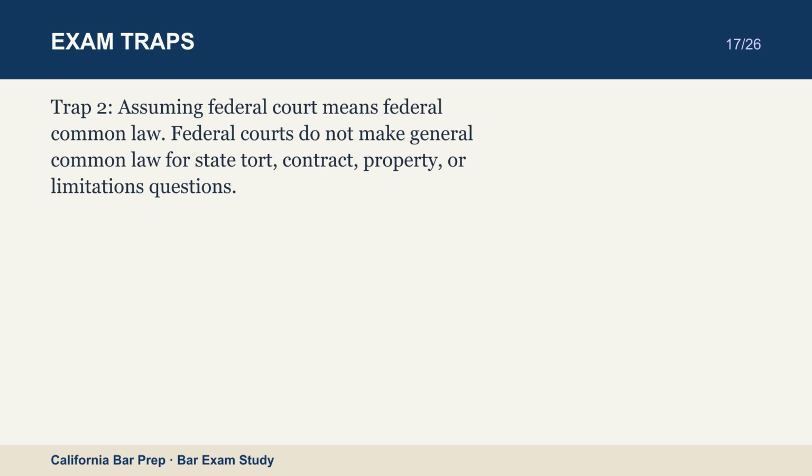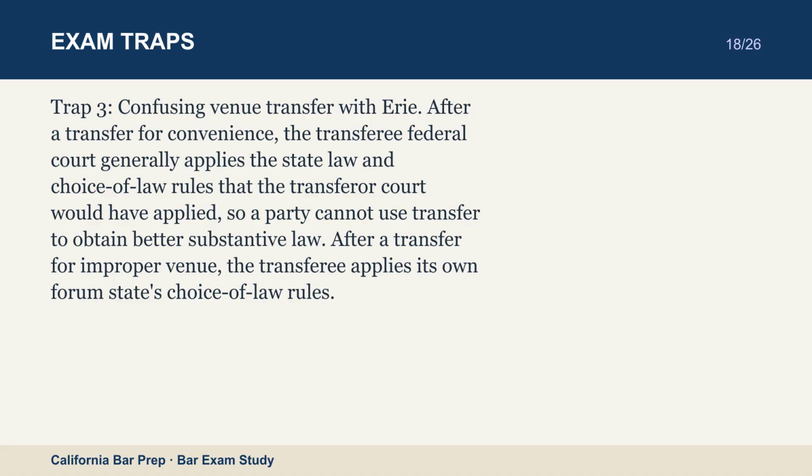Trap 3: Confusing venue transfer with Erie. After a transfer for convenience, the transferee federal court generally applies the state law and choice of law rules that the transferor court would have applied, so a party cannot use transfer to obtain better substantive law. After a transfer for improper venue, the transferee applies its own forum state's choice of law rules.